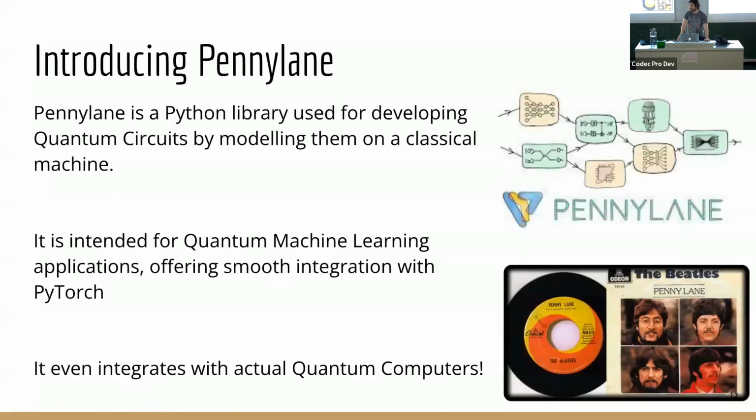So now that we know what a qubit is, we would like to be able to look at a qubit in a classical simulation. To do that, we are going to use a Python library called Pennylane, which I really have come to enjoy using. As I said before, it's intended to be used for quantum machine learning research. They went to great lengths to integrate it very smoothly with the PyTorch library for machine learning. And if you have the correct credentials, API keys, and so on, you can even integrate the circuits that you designed in Pennylane to use on actual quantum computers.